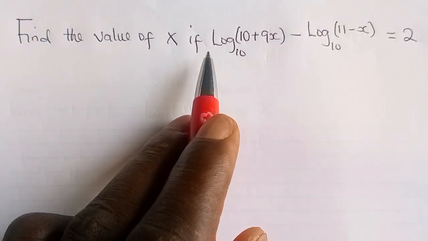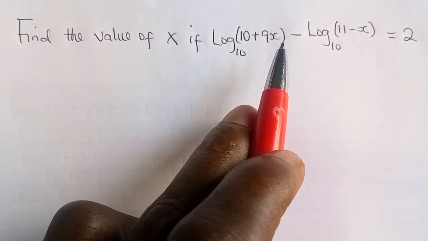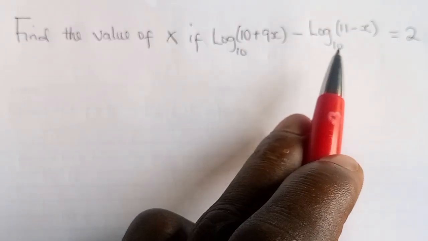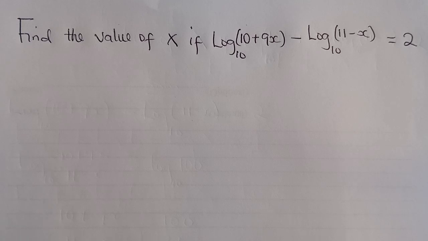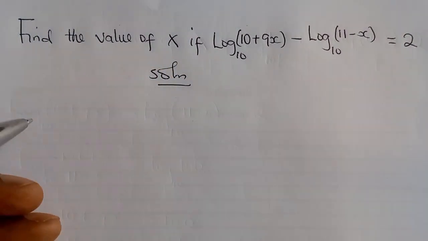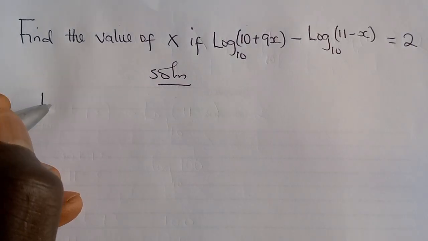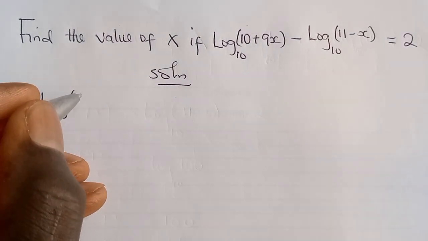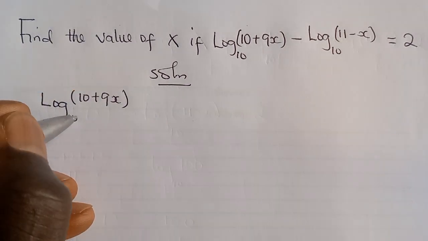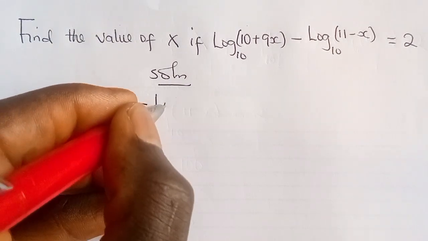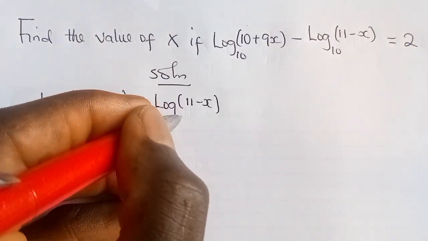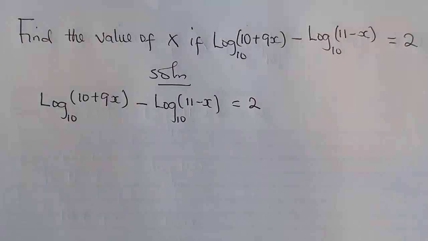Find the value of x if log 10 plus 9x to base 10 minus log 11 minus x to base 10 is equal to 2. So let's write the equation: log 10 plus 9x to base 10 minus log 11 minus x to base 10, that's equal to 2.